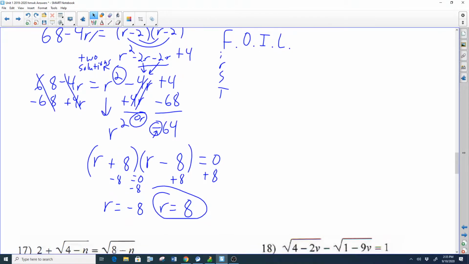So we would say this one's extraneous. Extraneous. Or you'd say it's no solution. So that one doesn't work. So only r equals 8 works.